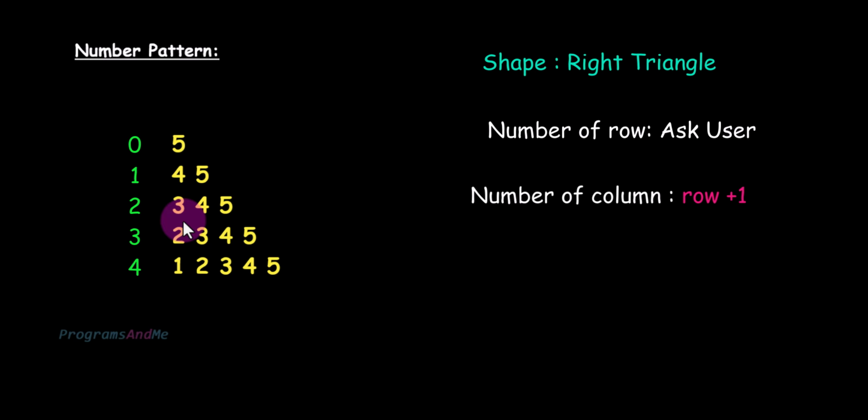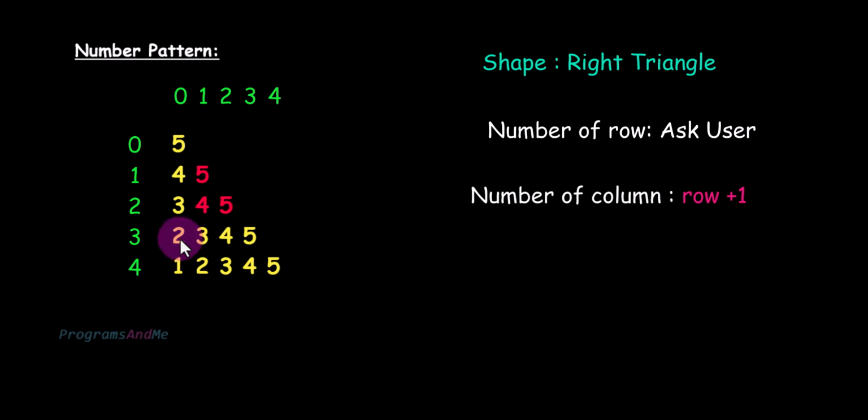Alright, next. This is a number pattern and here we want to print numbers in different rows and columns. So let's see how to print these numbers. Here in the first row, row 0, we want 5. And in the next row, we want 4 and 5. That is, if I add 1 to 4, then I'll get 5. In the next row, we want 3, 4, 5. If you add 1 to the previous value, 3 plus 1 is 4, 4 plus 1 is 5, we can get these values.